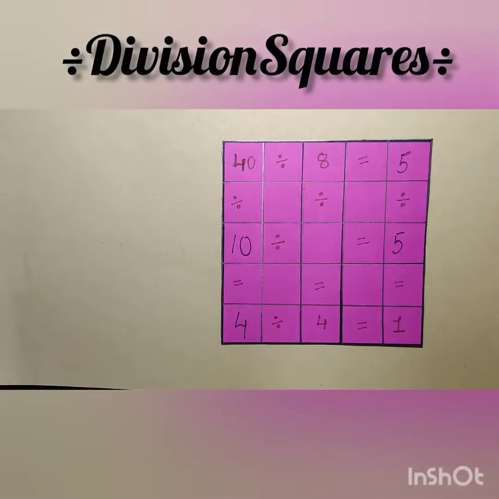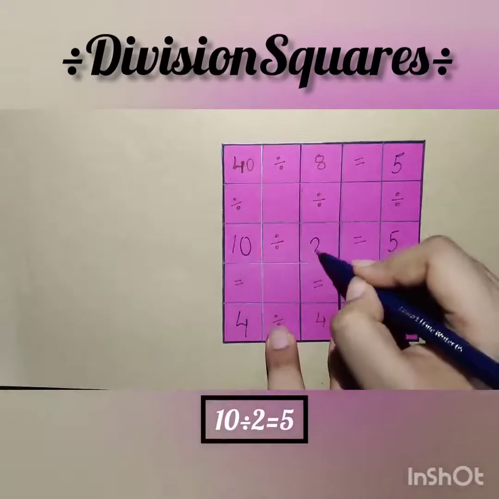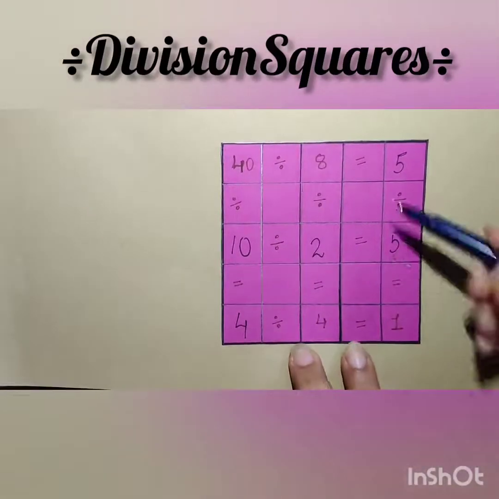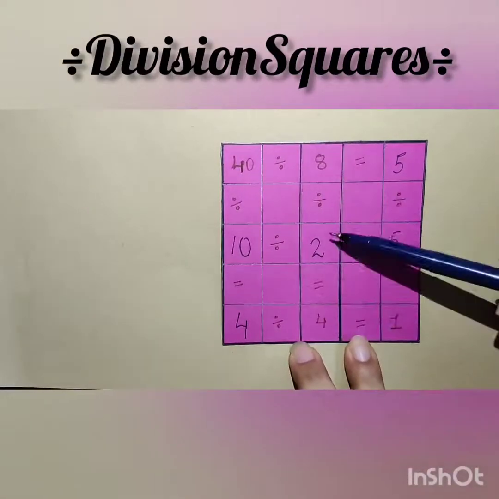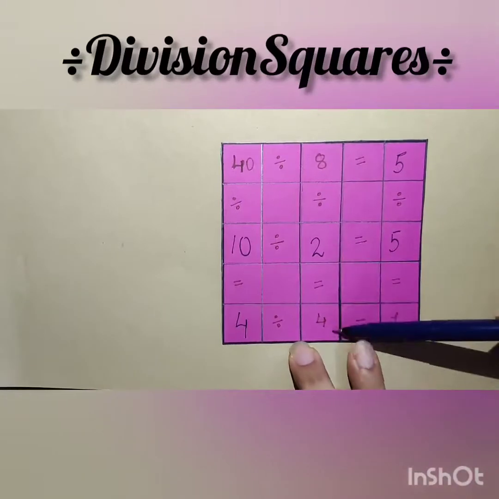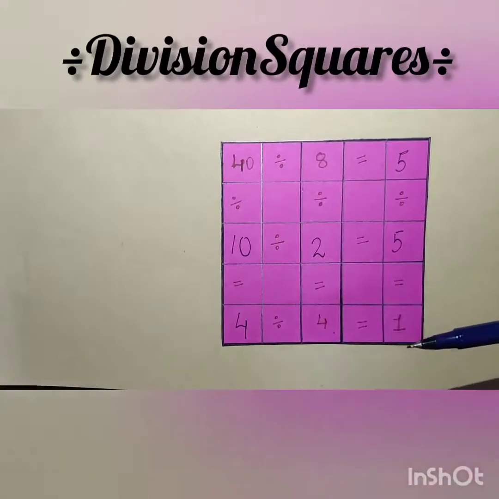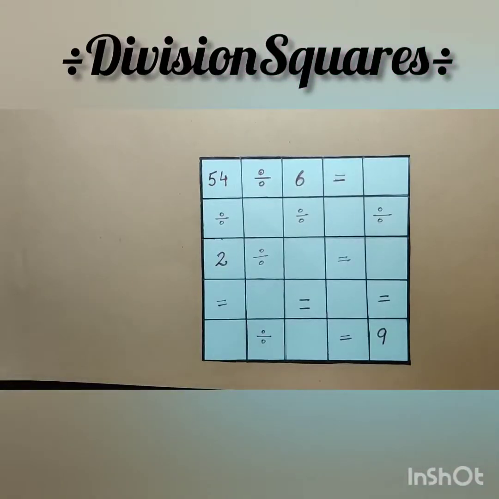Right? So now 10 divided by which number, the answer would be 5? So 10 divided by 2, the answer would be 5. We can also check from here. 8 divided by 2, the answer would be 4. That means we have solved it correctly. Right? This is our final one.